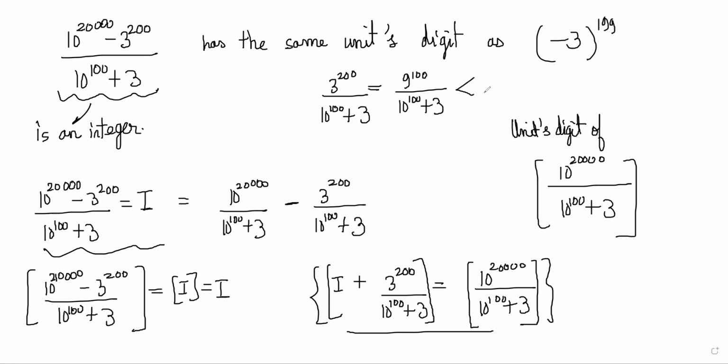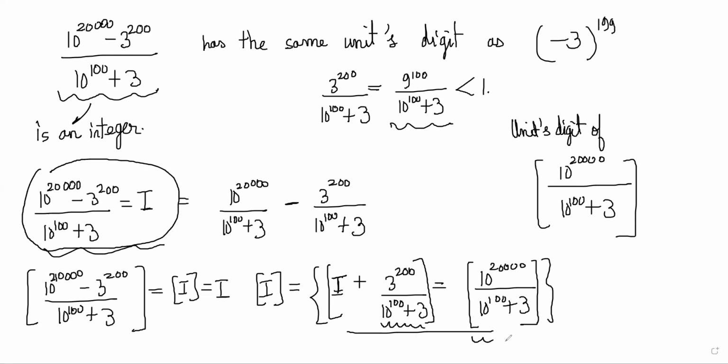So obviously this is less than 1, right? 9^100 is less than 10^100 + 3. So that is obvious. So this quantity is less than 1. So GIF of some integer plus something less than 1 is going to be the same as GIF of I, right? Correct? So what we are saying is the GIF of this number is the same as the GIF of the number that we need, right? We needed the units digit of this GIF.